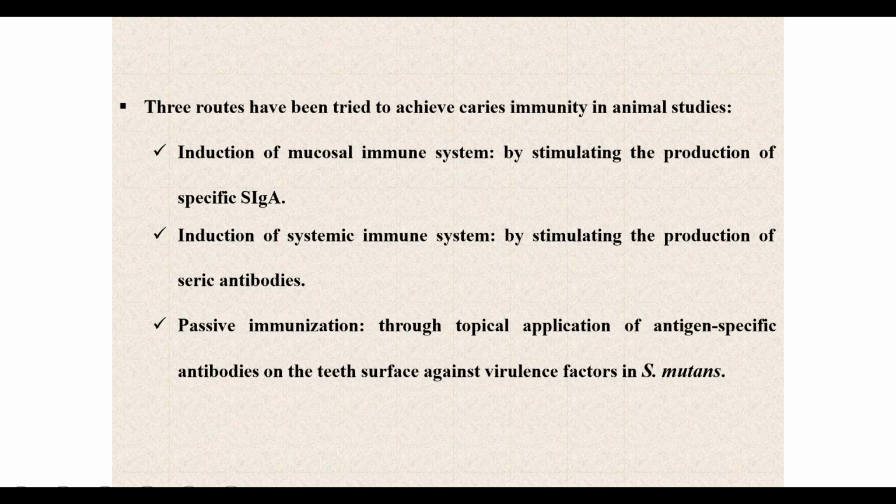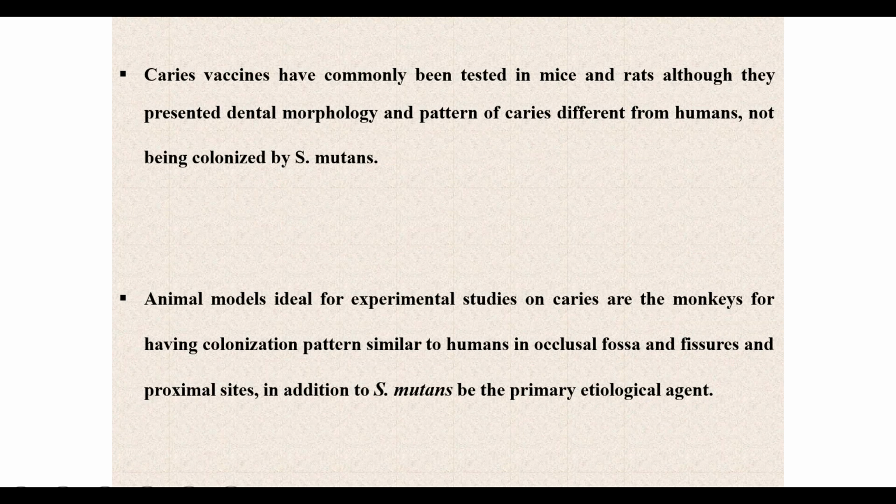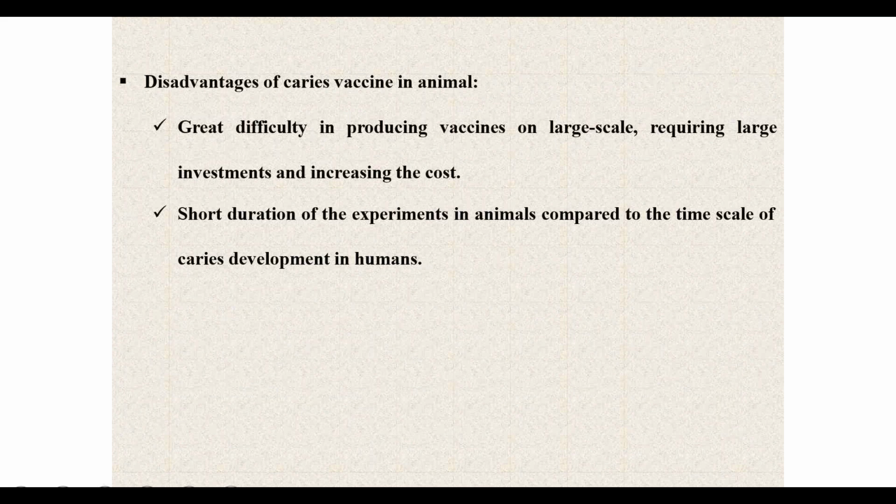Three routes have been tried. One is the induction of the mucosal immune system by stimulating the production of salivary immunoglobulin A, or the systemic immune system is induced by production of the serum antibodies, or passive immunization through the application of antigen-specific antibodies on the tooth surface against the Streptococcus mutans. Caries vaccines have been tested in animals, but still the commercial availability is not there.